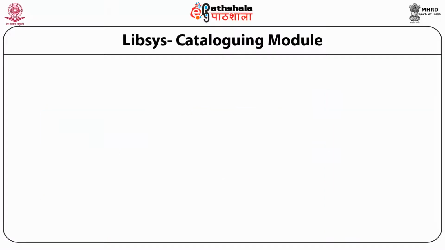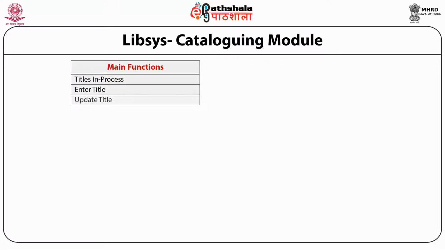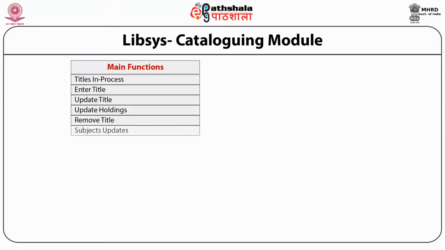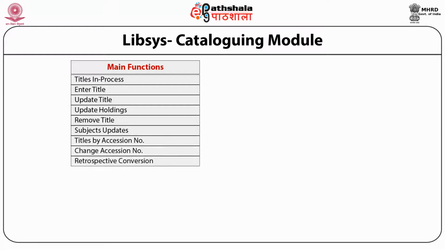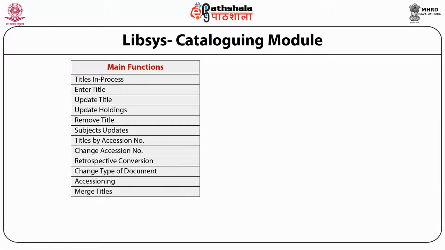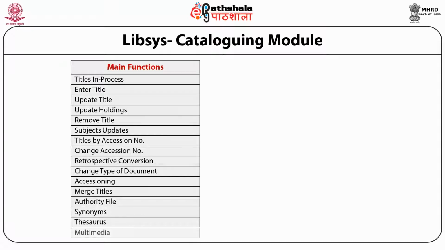The screen table shows certain functions which are necessary for maintaining the library catalog. Like the main functions are title in process, enter title, update holdings, remove title, subject updates, title by accession number, change accession number, retrospective conversion, change type of document, accessioning, merge titles, authority file, synonyms, thesaurus, multimedia.